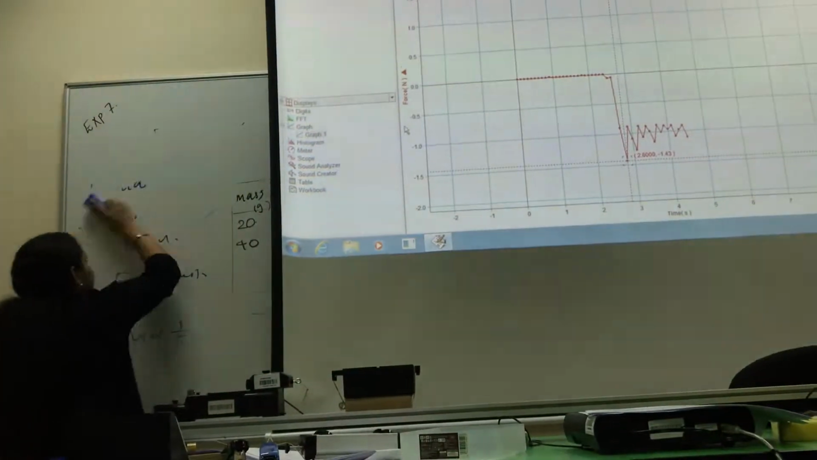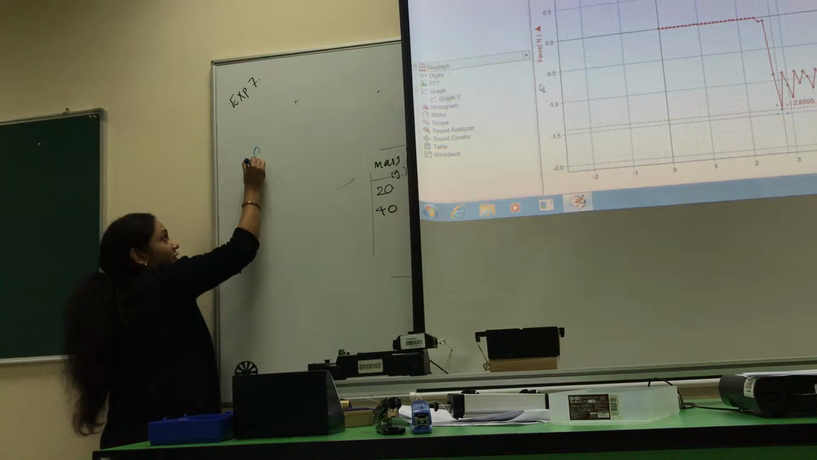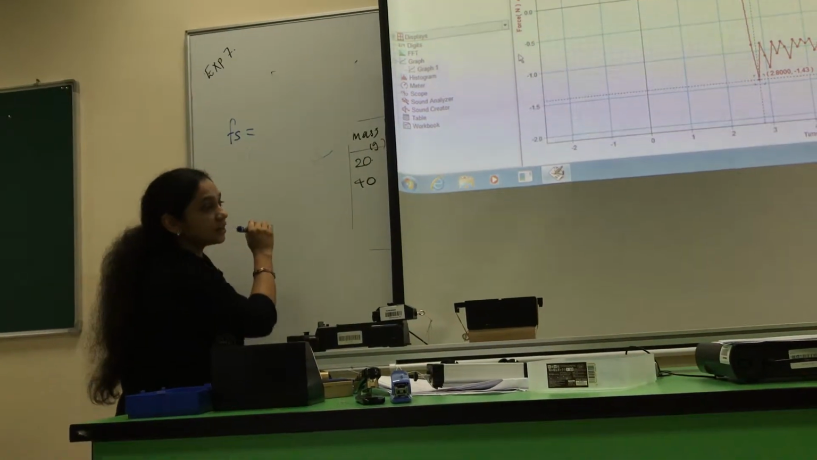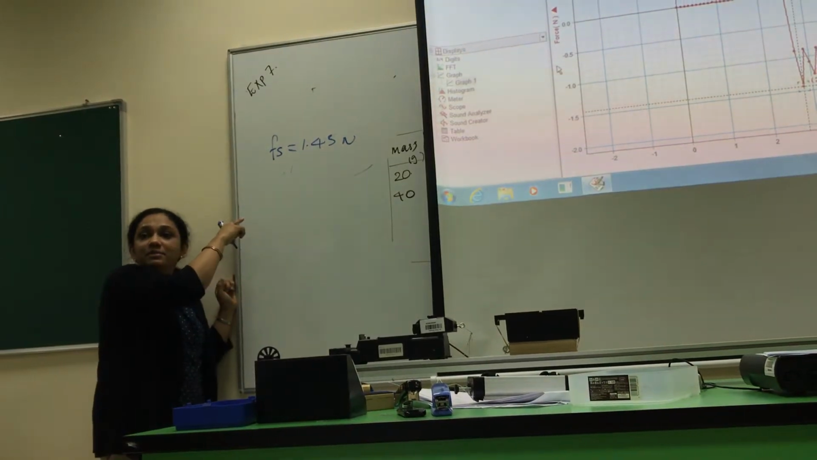That's all. For the revision, don't ask such questions. Oh, okay. You did the experiment. So how much Fs did you get? Which is 1.43. This is the static friction, maximum static friction.